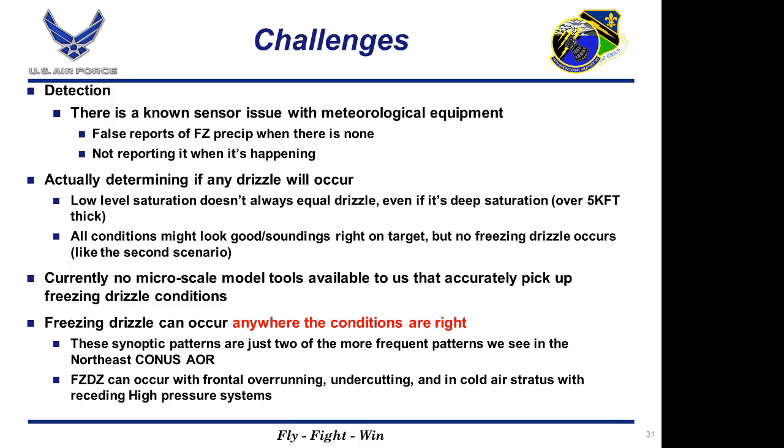Finally, freezing drizzle can occur anywhere the conditions are right. The synoptic patterns shown here are just 2 patterns we see frequently in the 15th OWS AOR. But freezing drizzle can occur with frontal overrunning, undercutting, and in cold air stratus with receding high pressure systems.